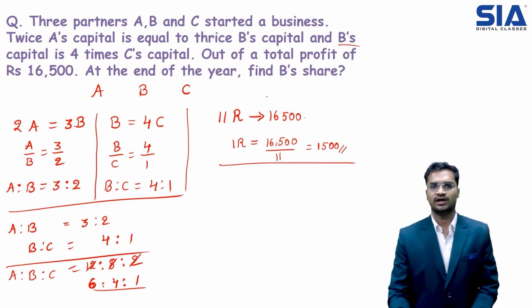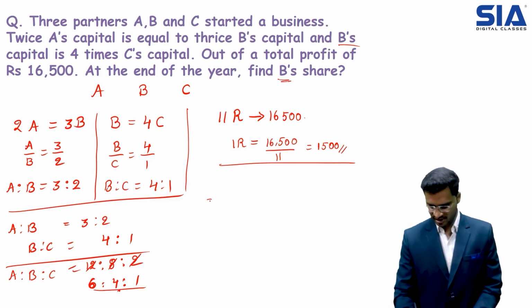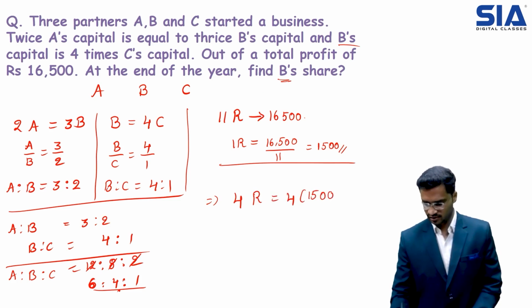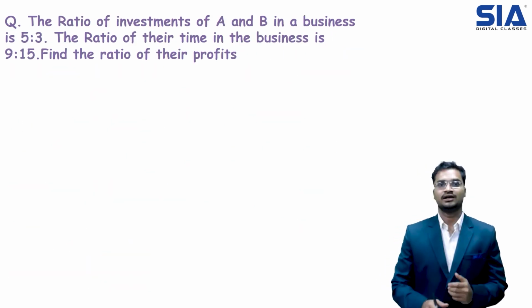Now what I have to find? I have to find the share of B. So B is getting how many ratios? B is getting 4 ratios. So 4R. I know the R value. R value is 1500. So 1500 times 4, so the share of B is rupees 6,000. Okay. Now coming to the next question.